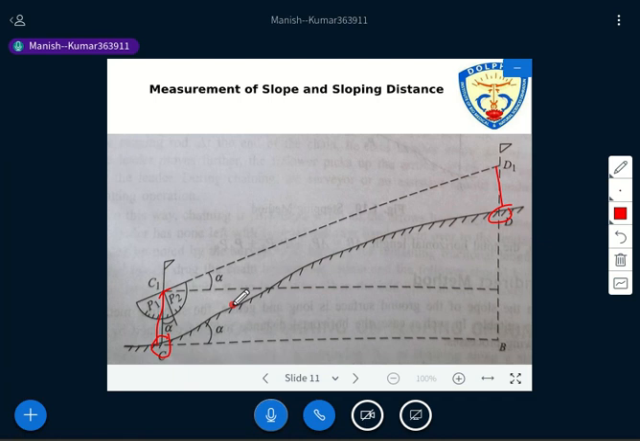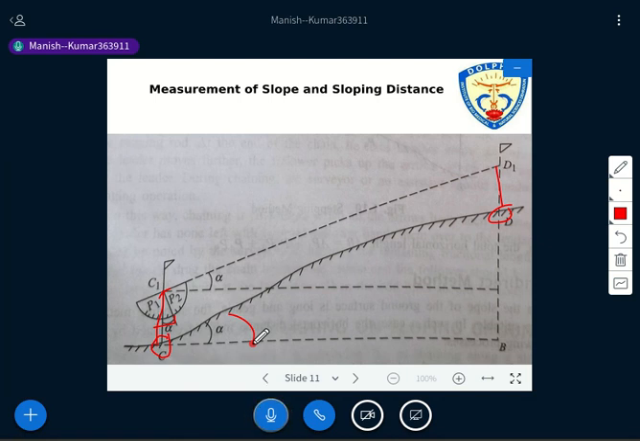Then at this position, what you look at is the thread on which the plumb bob is fixed, which will show the angle. Here the angle is alpha, or whatever name you want to give it. So the angle of the slope is alpha, right? Through this you are able to get the angle. Now we have to measure the sloping distance.